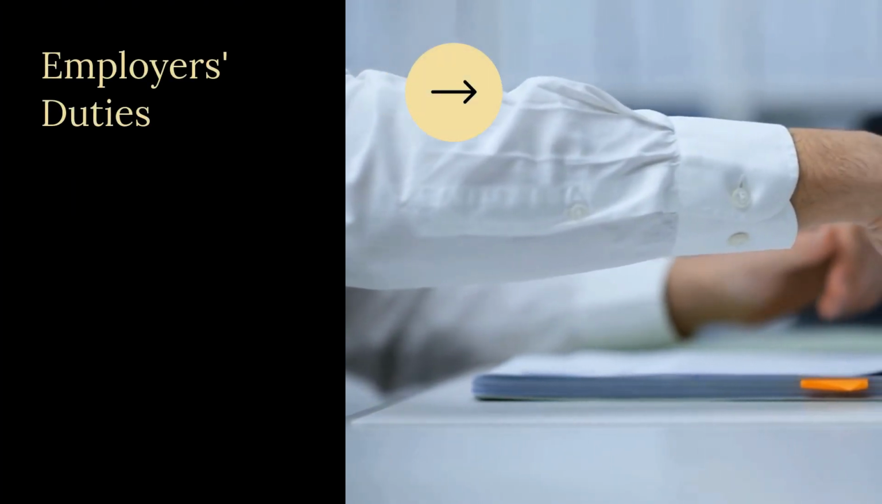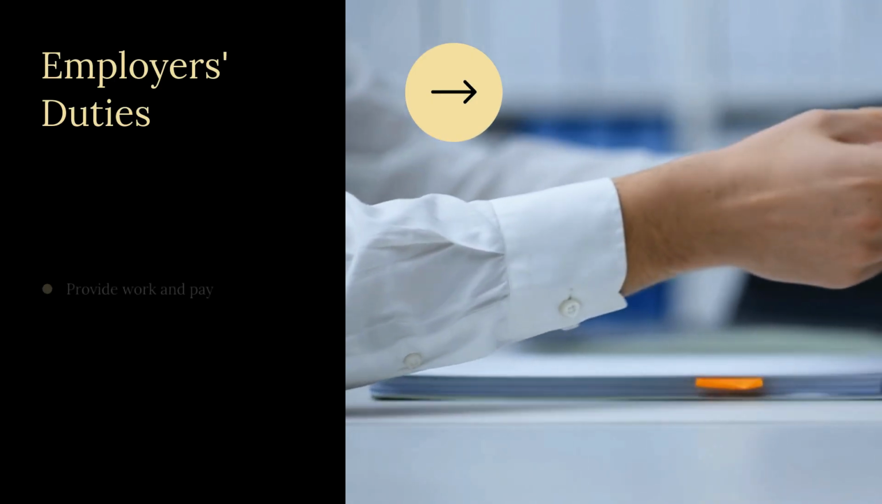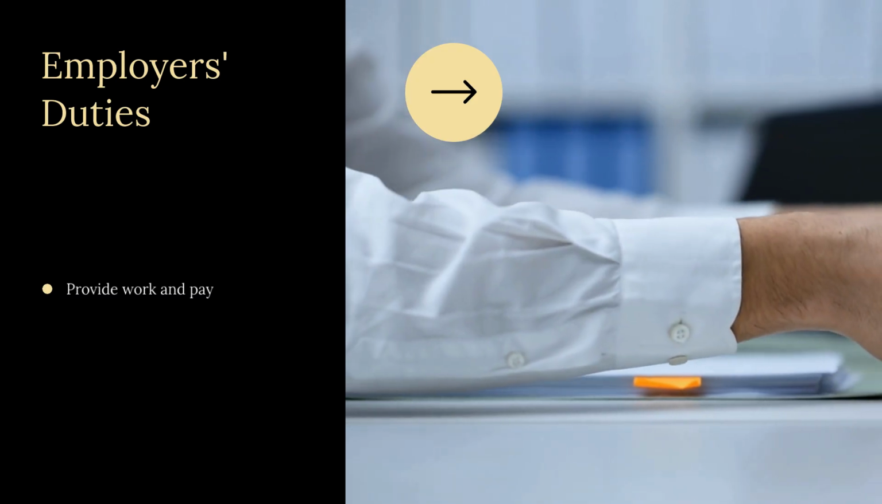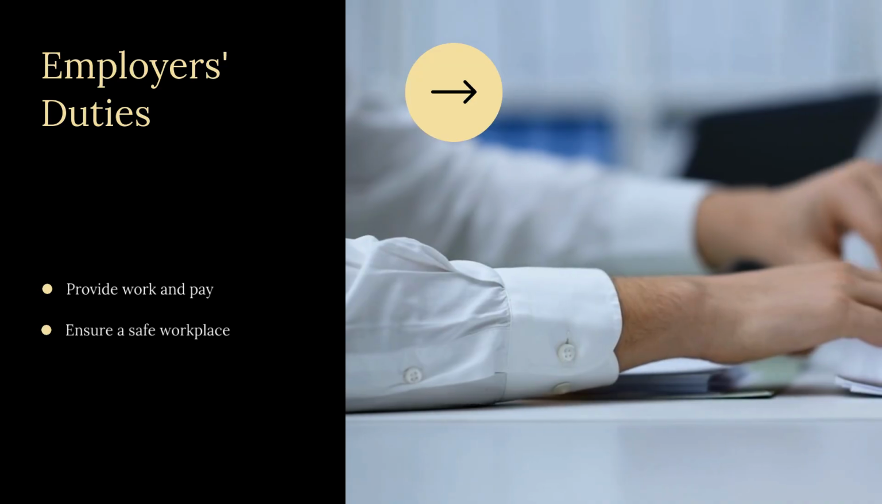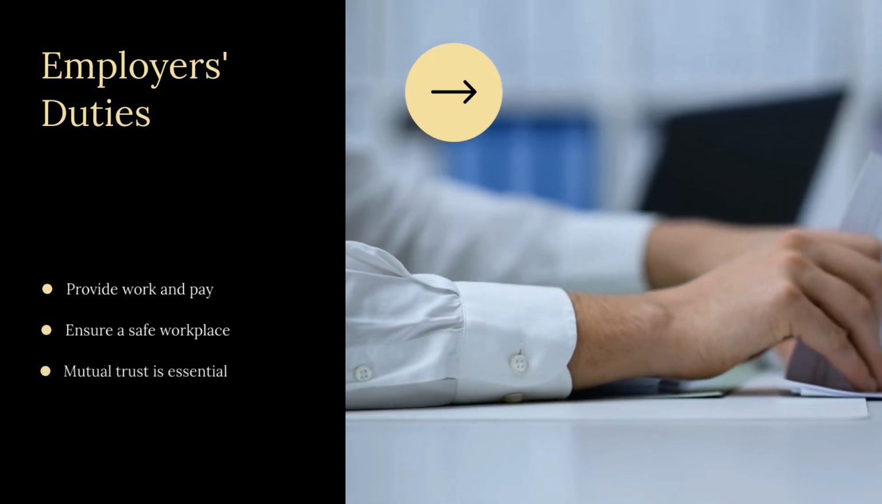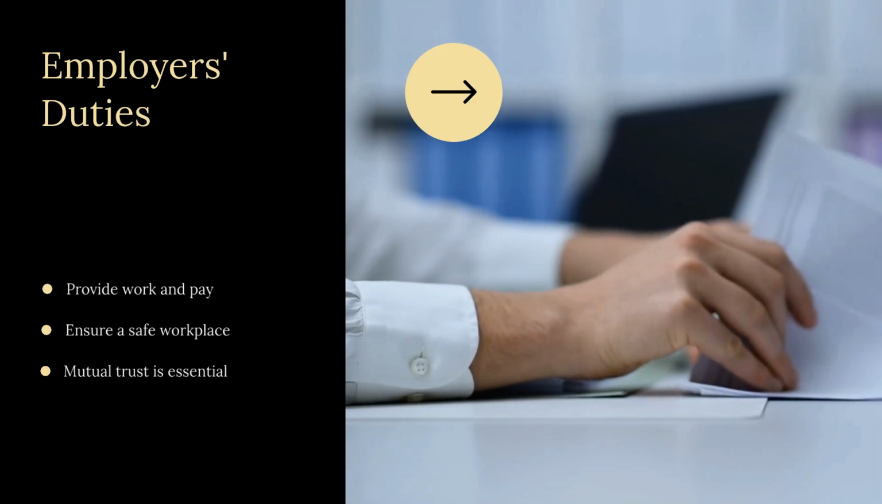Employers must provide work, pay, and a safe environment. Employees must perform tasks with skill and honesty. Mutual trust and confidence are vital for both parties. Legal compliance ensures a fair workplace. Understanding these duties fosters a balanced employment relationship.